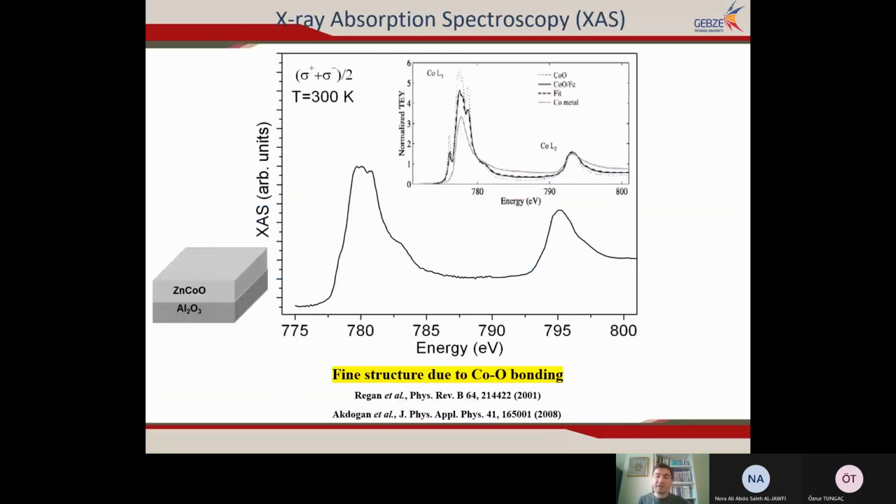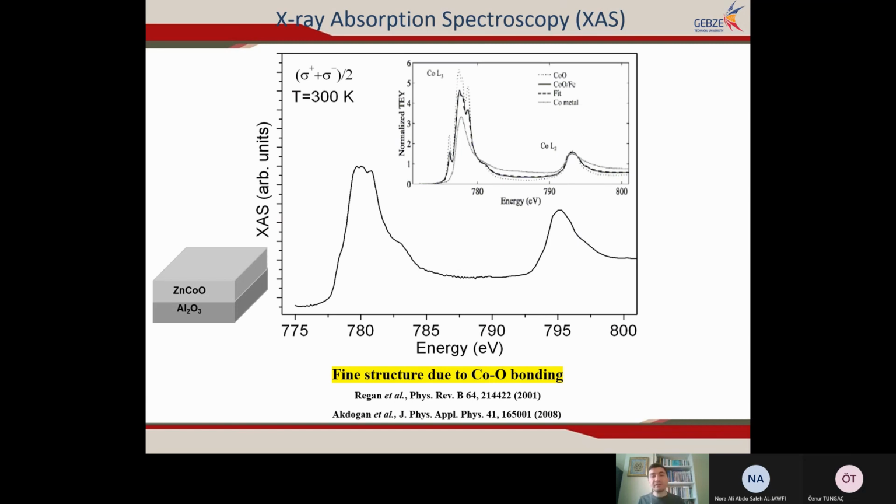So by using the XMCD data, you can investigate the spin and orbital magnetic moments separately. You can investigate the multilayers and those alloys, and the elements within these structures, element specifically. You can investigate the magnetic properties of the materials.